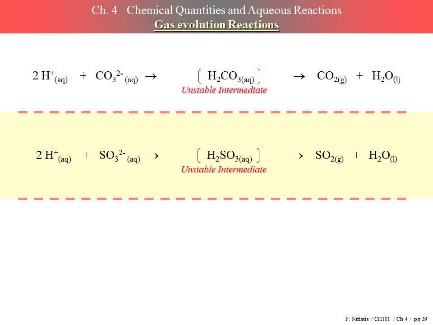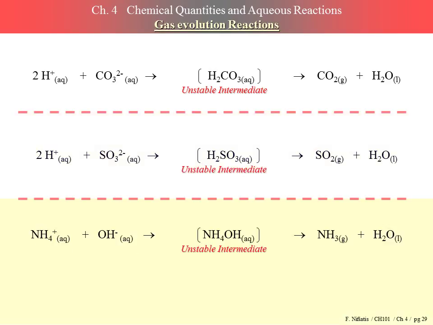Also, the sulfurous acid gives us sulfur dioxide and water. Sulfur dioxide is a gas. Ammonium hydroxide, here it is, decomposes, rearranges to give ammonia and water. As long as you remember the carbon dioxide, the sulfur dioxide and the ammonia, the only thing that you need to do in order to come up with the unstable species is to add water.